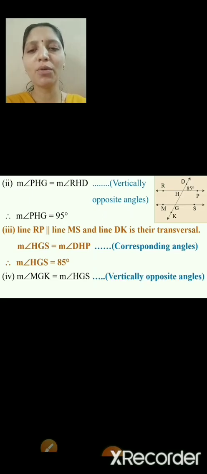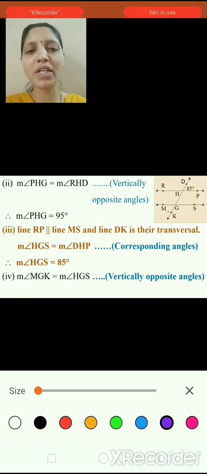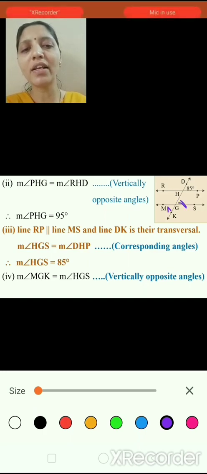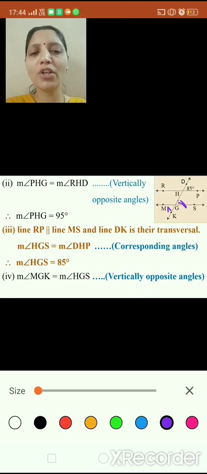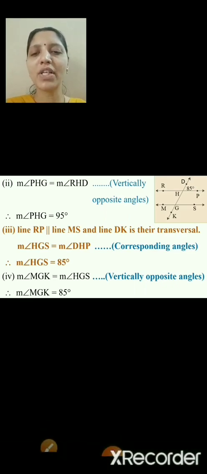Now let's see the fourth part. Here you have to find major angle MGK. Now this angle and this angle are vertically opposite angles. So you can use here that vertically opposite angles are congruent. So we can write here major angle MGK is equal to major angle HGS. The reason you will write is vertically opposite angles. Therefore major angle MGK is equal to 85 degrees, because we have just found major angle HGS as 85 degrees. This is your final answer. So all the 4 questions we have solved.